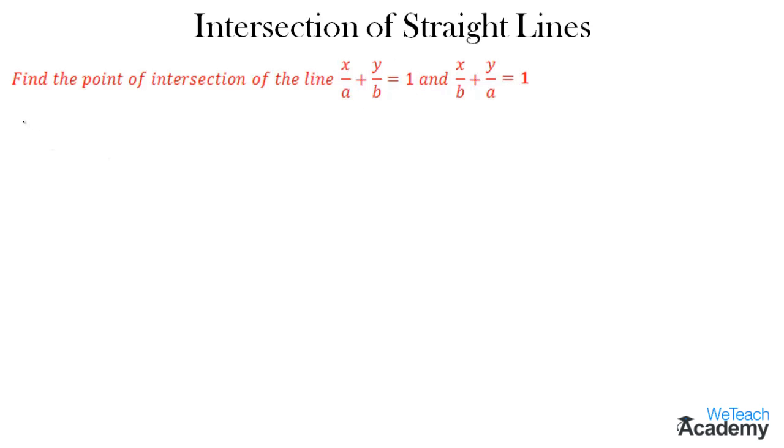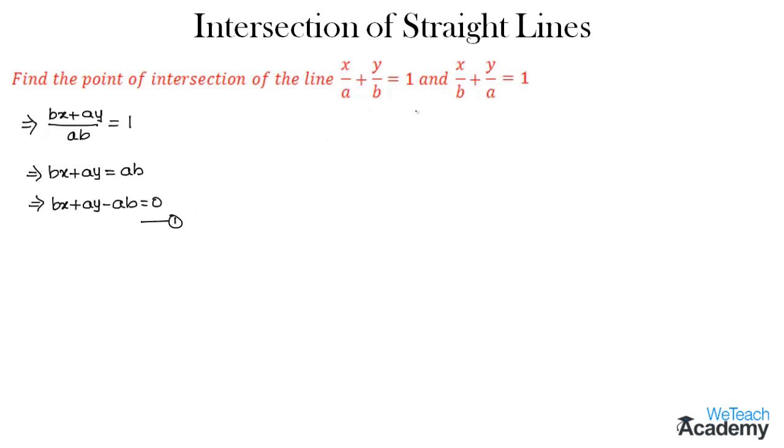Now let us convert this straight line into general form. That would be bx plus ay divided by the denominator ab is equal to 1. Then transferring ab to the right hand side, we get bx plus ay is equal to ab. So that implies bx plus ay minus ab is equal to 0. Let us name this straight line as equation 1.